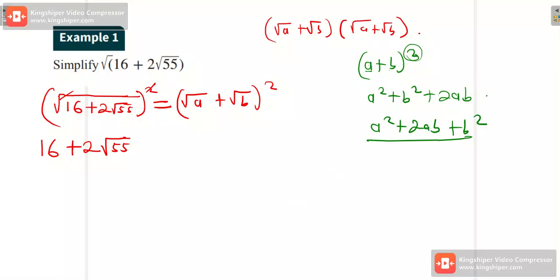Let's take another example. Let's say I want to expand A minus B all squared. In this case, square each of the terms.